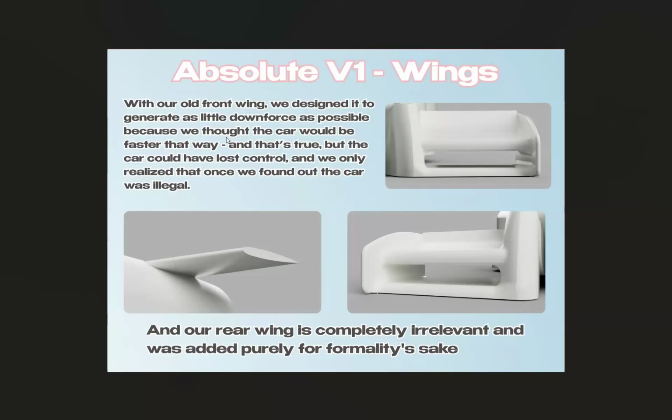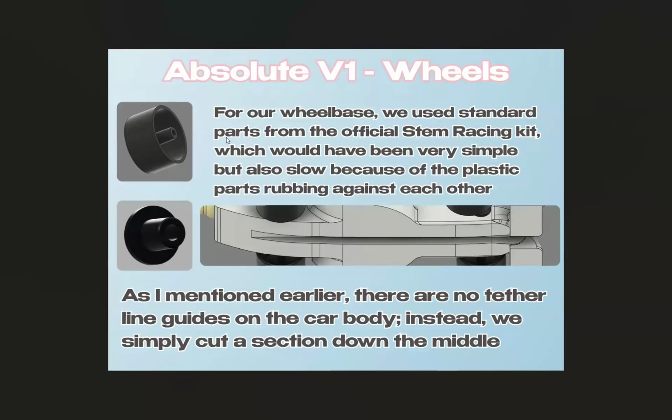With our old front wing, we designed it to generate as little downforce as possible because we thought the car would be much faster. But then we realized that it could have lost control, and we only realized that once we found out the car was illegal. For our wheelbase, we used standard parts from the official STEM Racing kit, which would have been very simple but also slow because of plastic parts rubbing against each other.